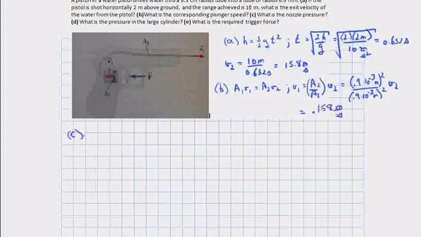What is the nozzle pressure? Well, the nozzle is exposed to the atmosphere, so the pressure at the nozzle, P2, is equal to P atmosphere, which is 1.01 times 10 to the 5th Pascal.